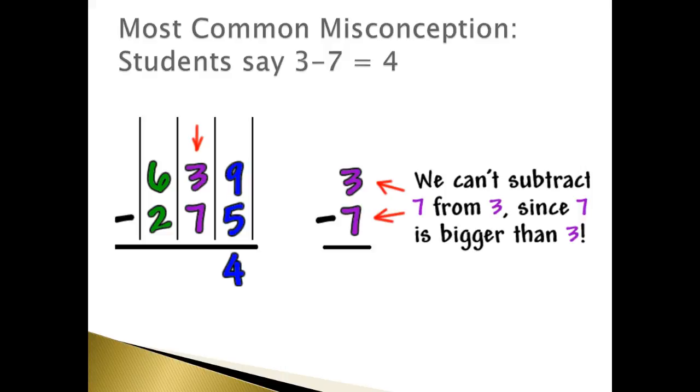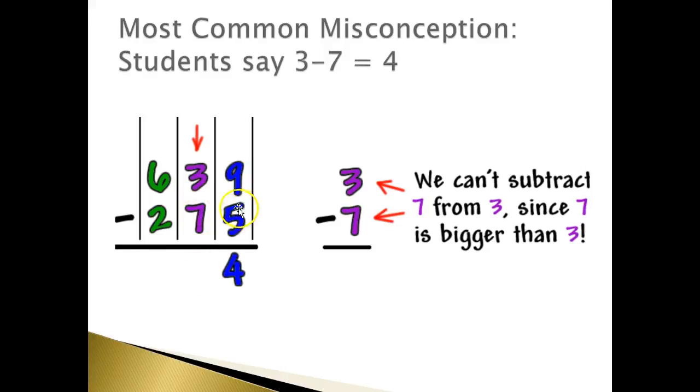When we subtract, the most common misconception is when the kids have 3 and 7, and the top number is smaller than the number that we're subtracting from it. So if we say 3, the kids will say 3 minus 7. It's actually 30 minus 70. So in this case, we'll have to rename our 600 as 500 plus 100, giving 100 to the 30. So we'll have 130 minus 70.